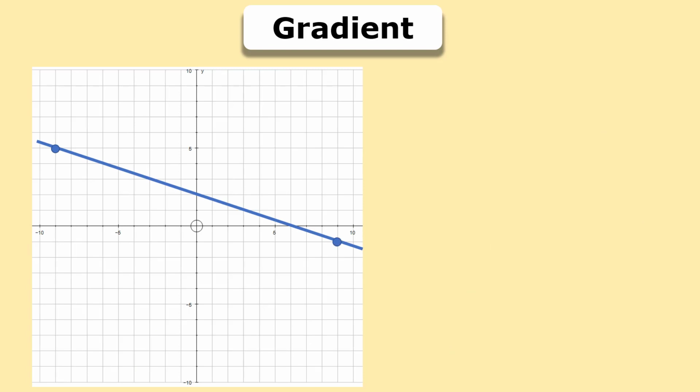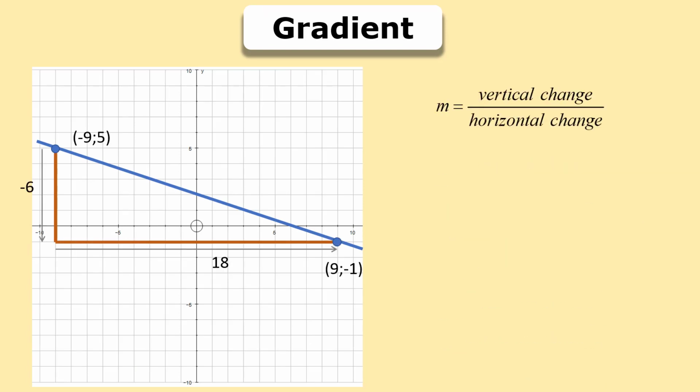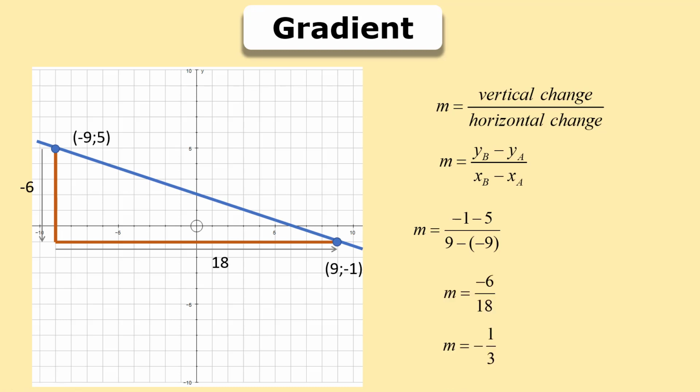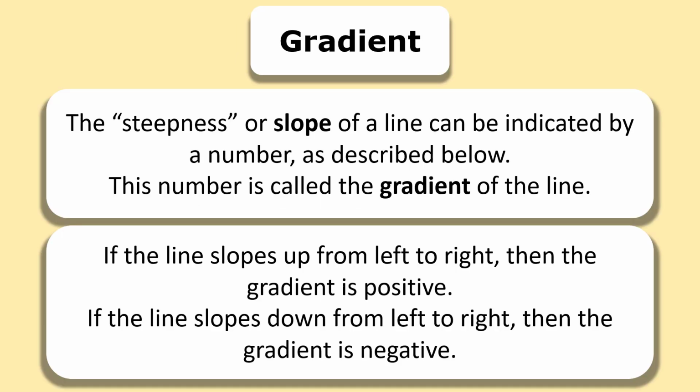Let's prove this. 2 points with the coordinates. Write down the formula, vertical change divided by horizontal change. We can see that the vertical change is -6, -1 minus 5, and the horizontal change is -9 minus 9. That is -6 divided by -18, so it's 1/3. If we started with 5, we will get exactly the same answer. The gradient is 1/3.